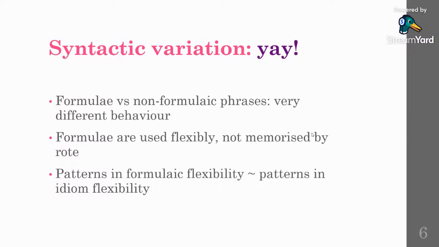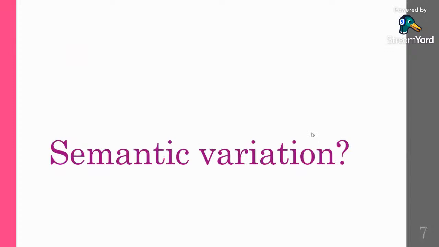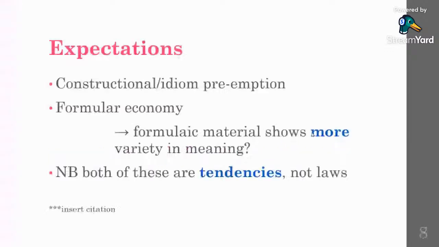Well, it's a lot easier in performance if the core shape of your formula stays the same and you just add things to it, as opposed to changing things around and moving things around. And we can see some patterns in formulaic flexibility that can be compared to patterns in the flexibility of idioms in English or other modern languages. So all cool on syntactic variation. What about semantic variation? What about meaning?